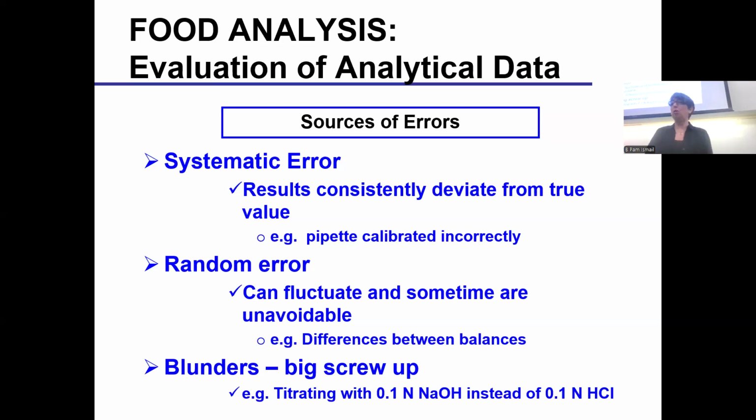Blunders. Oh boy, we always have blunders. We have many examples of blunders, but one common one is you use the wrong reagent. This has happened a lot in the past with students in the class, with graduate students, with me personally. So it does happen to anybody.